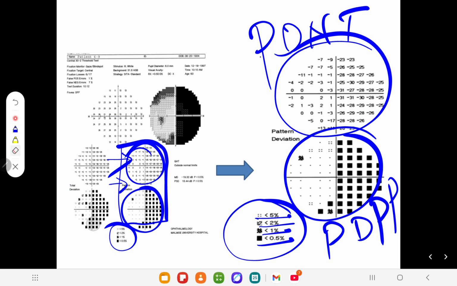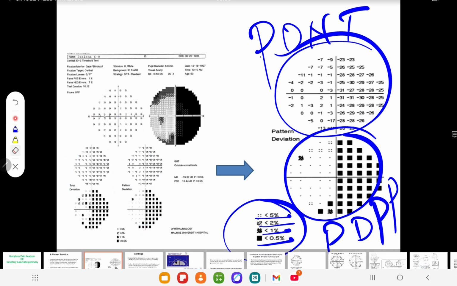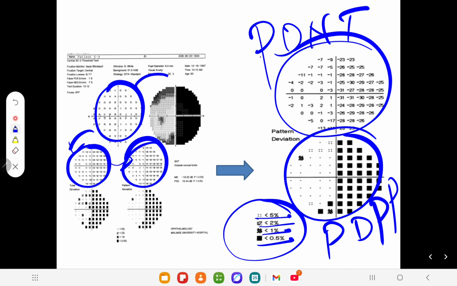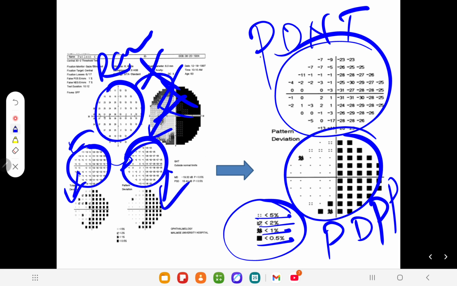Again I want to emphasize this once more. From the raw data we derive the total deviation numeric plot. From the total deviation numeric plot we derive the pattern deviation numeric plot. Pattern deviation is not derived from raw data. And when you have the numeric data, then we can definitely draw the probability plot. There is no big science.